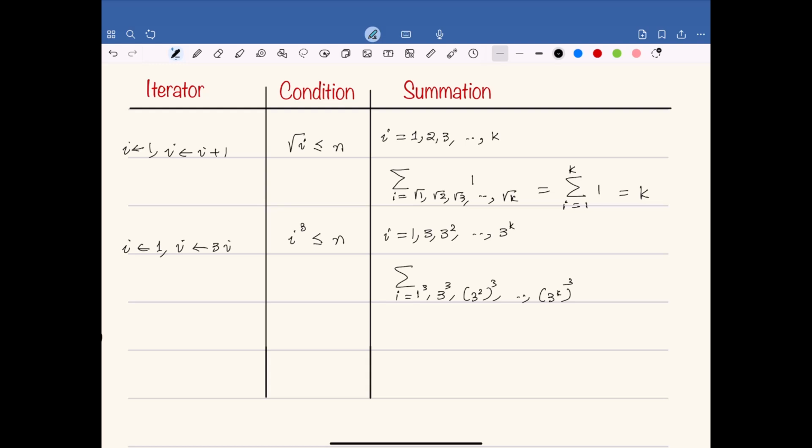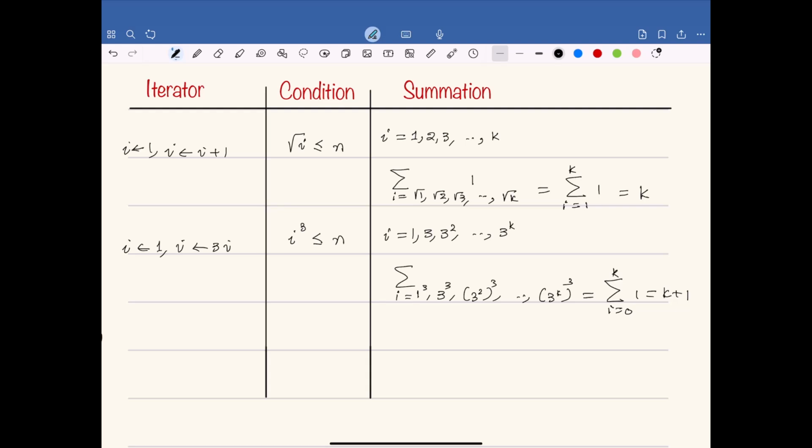This is equal to I is equal to. What is the first value of k? As you can see, the first value of k is 0. Why? Because 1 is equal to 3 raised to power 0. The first value of k is 0, and the last value is k of 1, and this is evaluated to k plus 1.